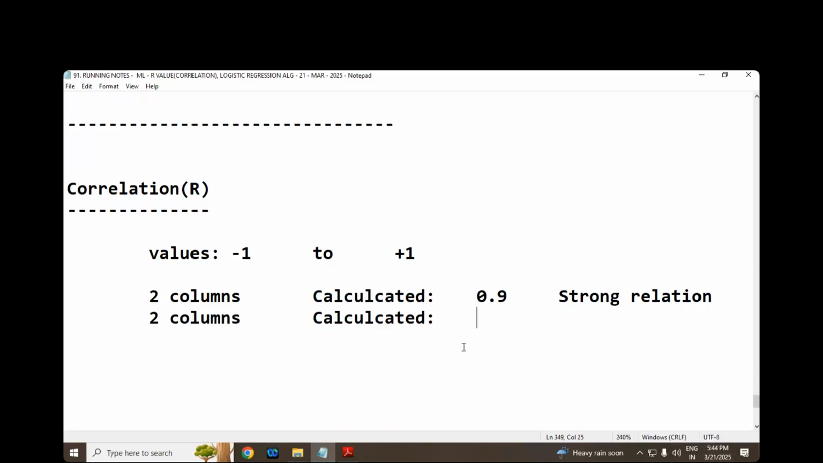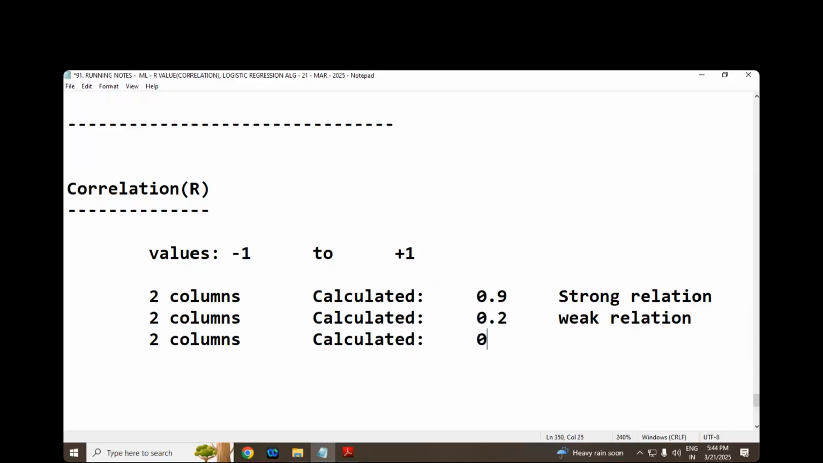Imagine the value is 0.2. That is a weak relation. Then there are two columns, and we calculate the R value, and we get almost 0.0. That's what you need to understand. Now here is the story.